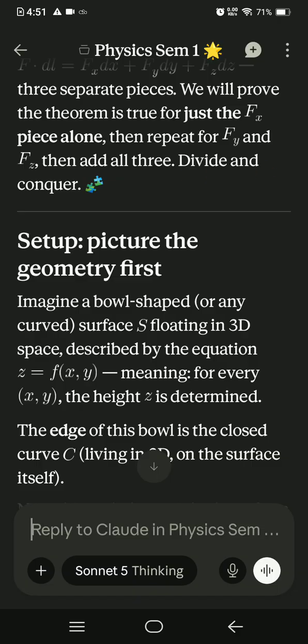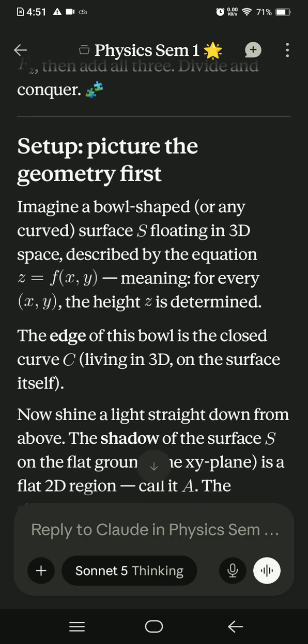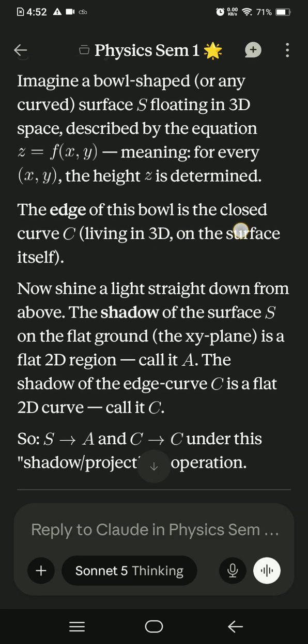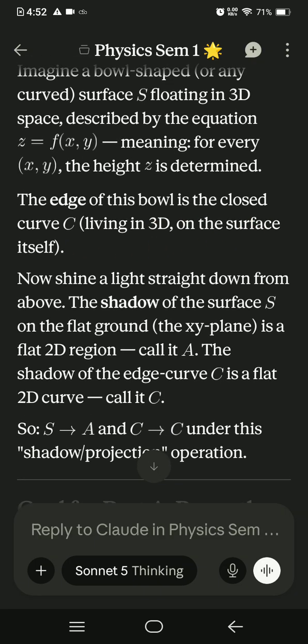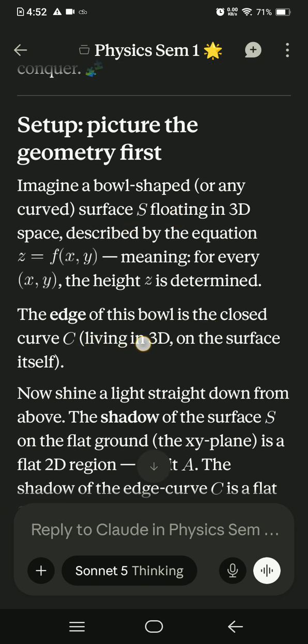Set up, picture the geometry first. So imagine a bowl shaped or any curved surface S, floating in 3D space described by the equation z equals a function of x and y, meaning for every xy the height z is determined. The edge of this bowl is a closed curve C living in 3D on the surface itself. So it's not a flat surface because the curve is living in 3D.